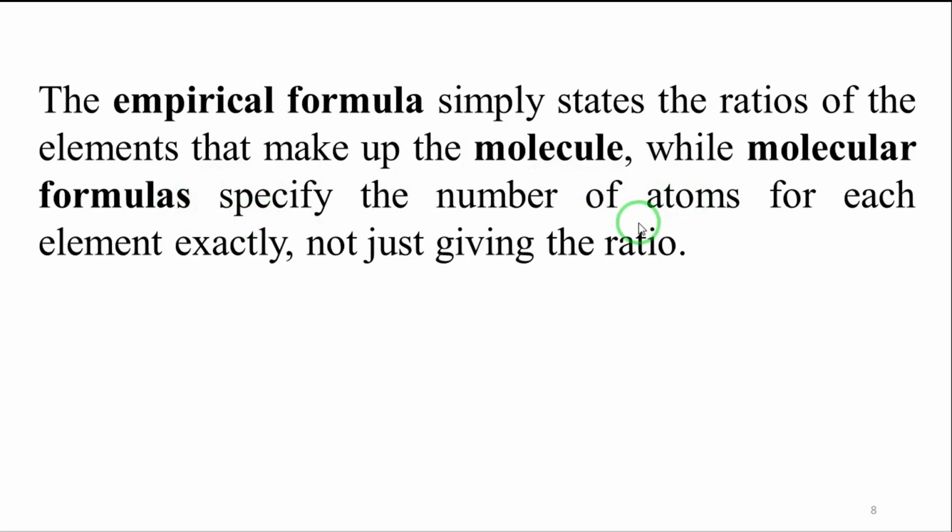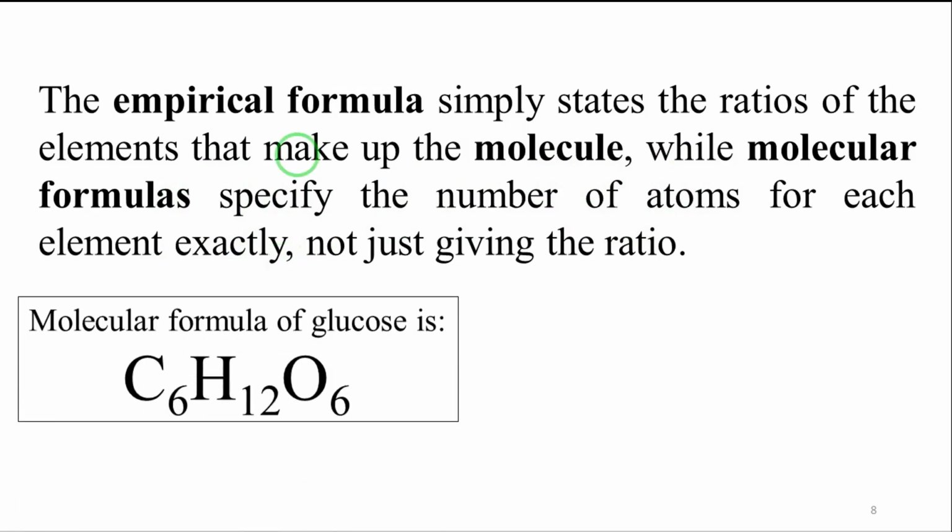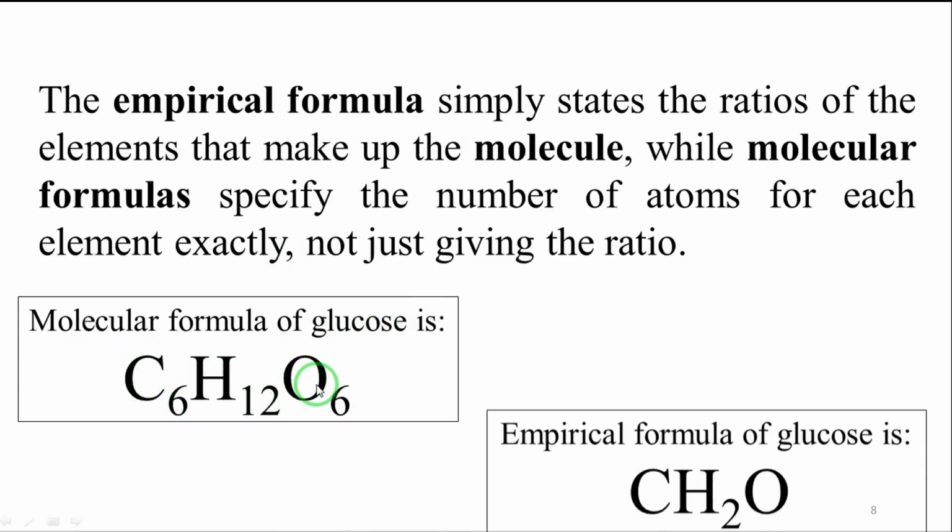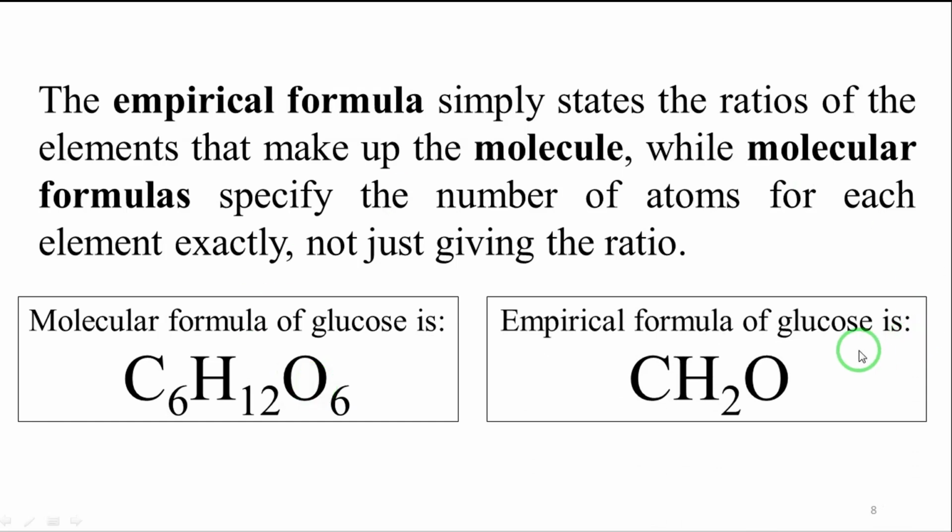The empirical formula simply states the ratios of the elements that make up the molecule, while molecular formulas specify the number of atoms for each element exactly, not just giving the ratio. So here we have the molecular formula of glucose, C6H12O6, while the empirical formula of glucose is CH2O.